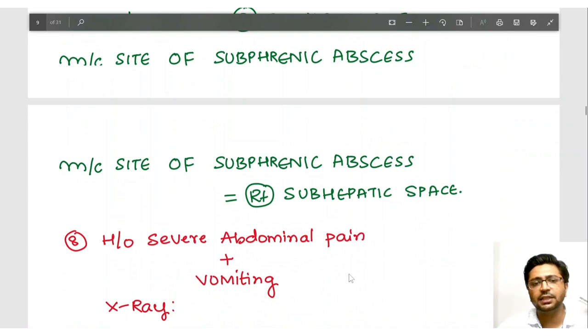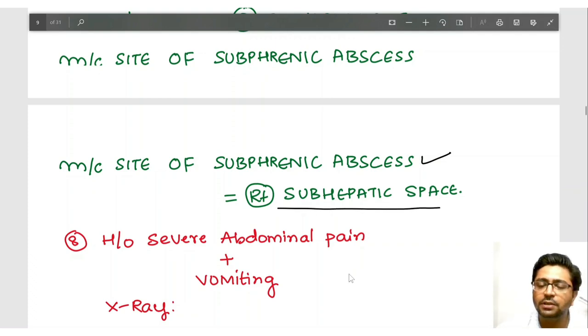What is the most common site for subphrenic abscess? It is again the right subhepatic space. So right subhepatic space, remember three things. It is the most common site for intraperitoneal abscess, it is the deepest sac, deepest space. And also remember, this is the most common site of subphrenic abscess. So that is the right subhepatic space or hepatorenal Morison's pouch.